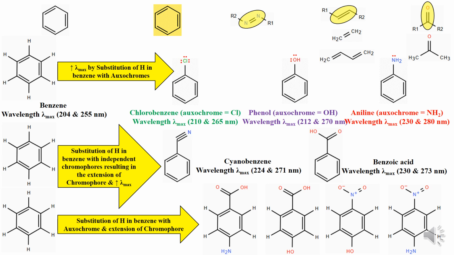And in the third scenario, you see the substitution of a hydrogen atom in the benzene ring with an auxochrome, and that leads to extension of the chromophore, as in the case of para-aminobenzoic acid, para-hydroxybenzoic acid, para-nitrophenol and para-nitroaniline. Now aniline and phenol are colorless. Aniline has a lambda max of 286 nanometers, while phenol has a lambda max of 270 nanometers. Both are colorless, but when you introduce an independent chromophore like the nitro group at the para position, you can see the lambda max jumps drastically. In the case of aniline, there is an increase from 286 nanometers to 380 nanometers, while in the case of phenol, due to the nitro group, the lambda max increased from 270 to 380 nanometers.